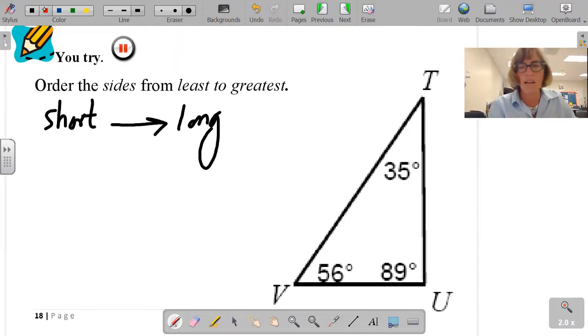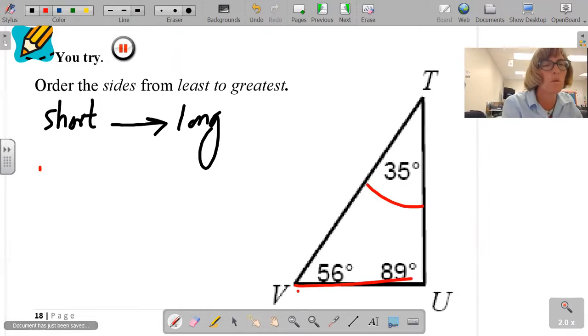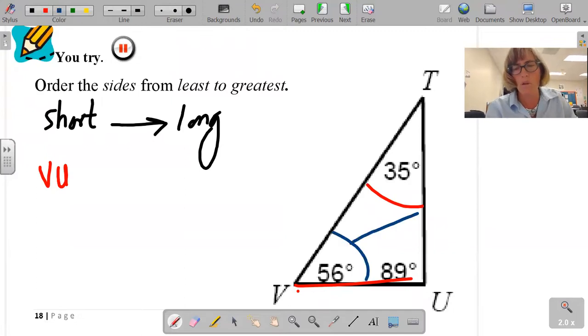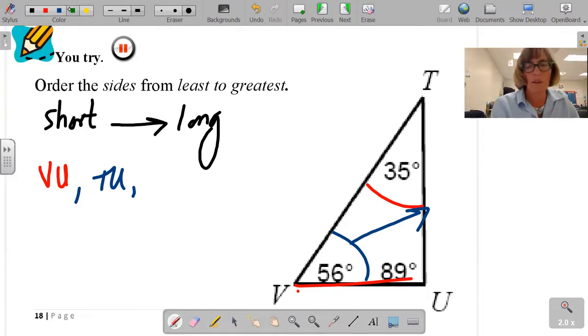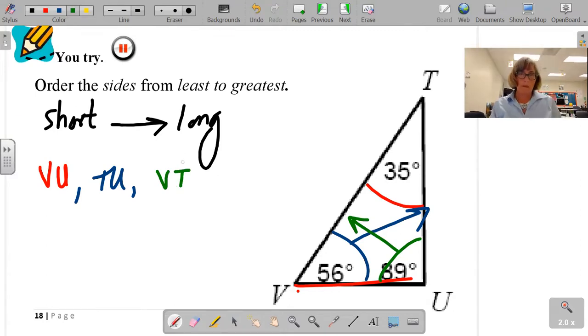So the shortest side is across the smallest angle. So if that's the smallest angle, your shortest side would be VU, the distance. Your medium angle across from the medium side, TU. And then, of course, your largest angle across from the longest side, VT. We're doing side lengths, so distances, that's why there's no segment above it. So that would be ordering the sides from least to greatest. Excuse me, least to greatest, yes.